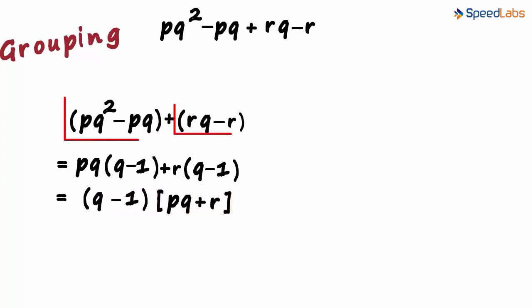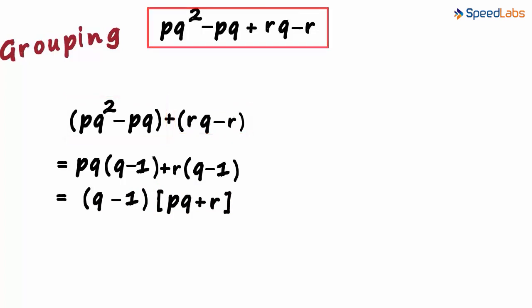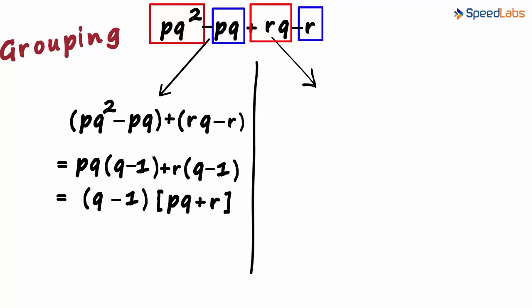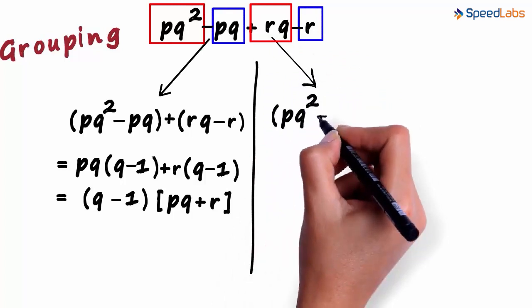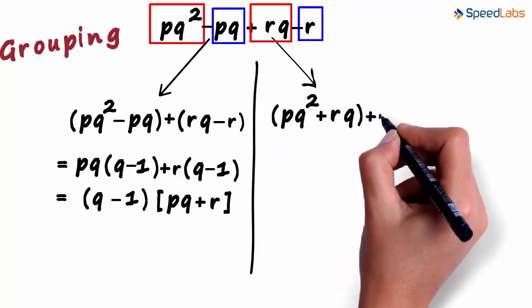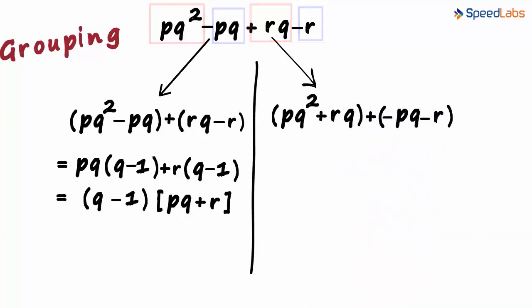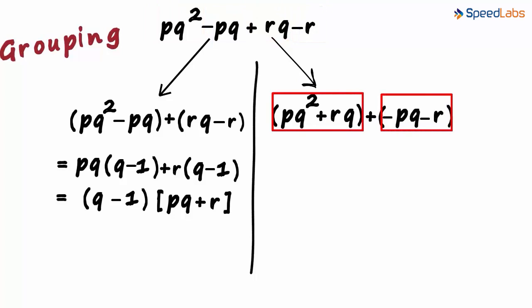Why did we form groups in such a manner? Is this the only way to form groups in this polynomial? The answer is no. It can be done in different ways. Say we group these 2 terms and these 2 terms. We write it as pq squared plus rq plus minus pq minus r. Observe that we formed different groups this time.